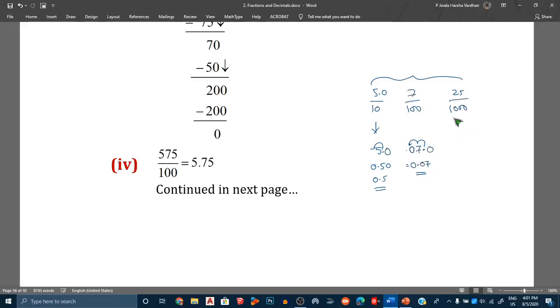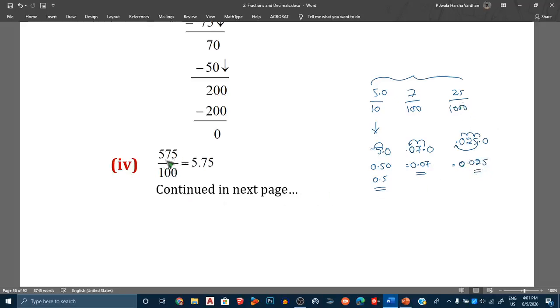Now this is 25 by 1000. How can you write 25 by 1000? 25 is 25.0. Shift this point to the left side, leaving 3 digits, because 3 zeros are here. 1, 2, 3. But the third digit is not there, so you write 0 here and then put the point. So now it is 0.025. Like this we can convert decimal fractions into decimal numbers.